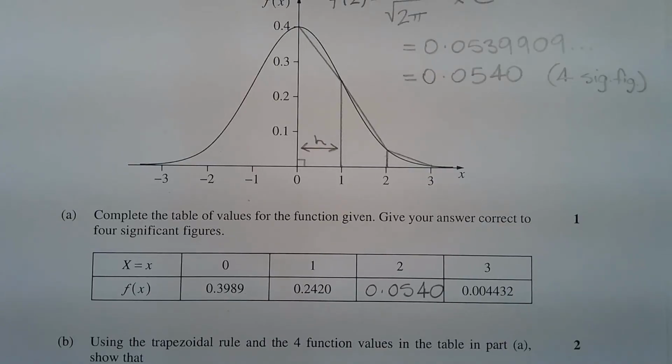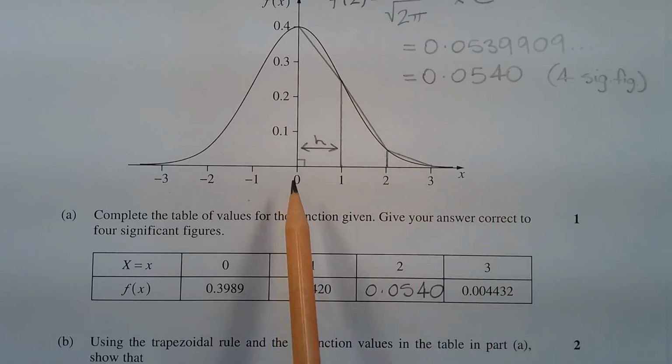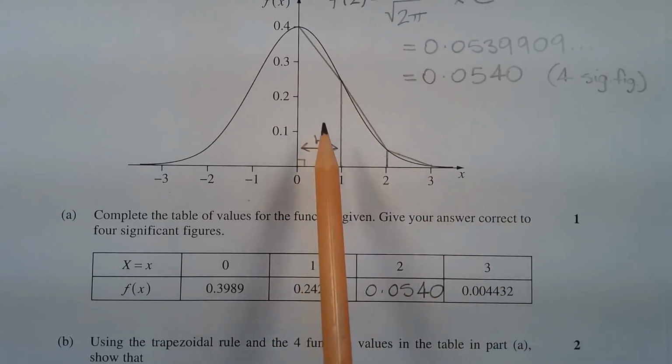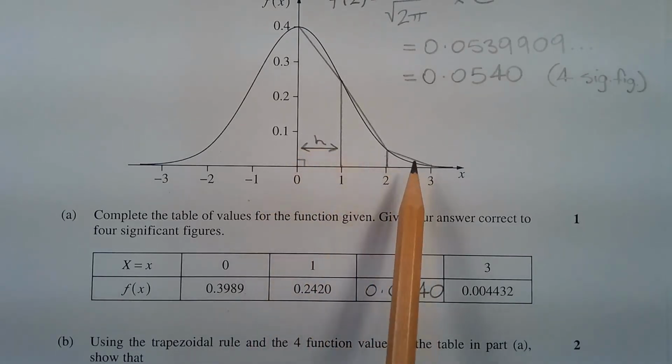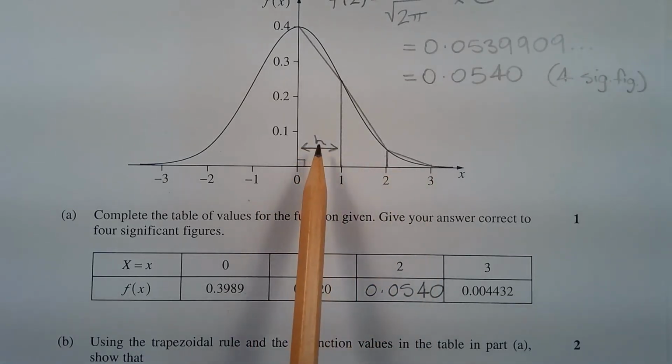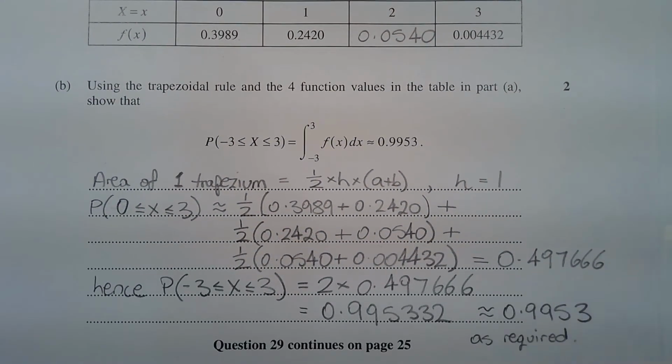The trapezoidal rule with 4 function values implies 3 applications of the trapezoidal rule. In other words, we're going to estimate the area under the curve from x = 0 to x = 3 using 3 equally spaced trapeziums. And we can see here that the height of each trapezium is 1 unit, so h = 1. So the area of one trapezium is equal to half times the height times (a + b), and this is the formula for the area of a trapezium, where h = 1.